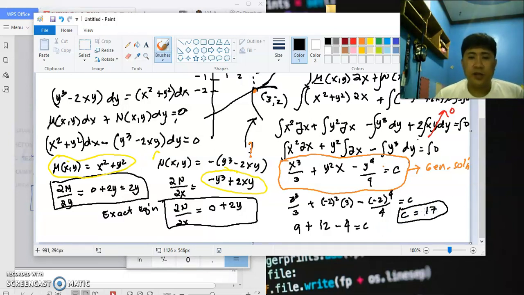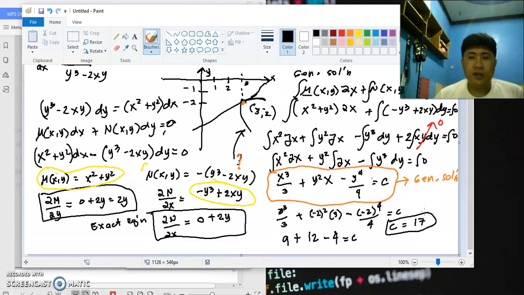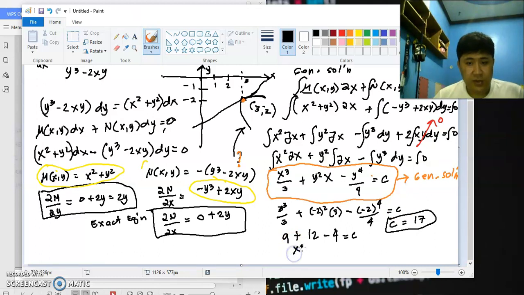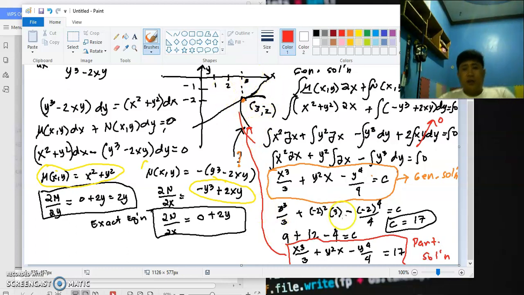So our particular solution now is equivalent to, just replace the C. So just replacing the C, therefore our particular solution is x cubed over 3 plus y squared x minus y raised to the power 4 over 4 equals 17. So this is your particular solution. So meaning this is the exact equation of this curve. It may be opening here or on the other side. Okay, so this is the exact equation of the curve that passes through 3 and negative 2.